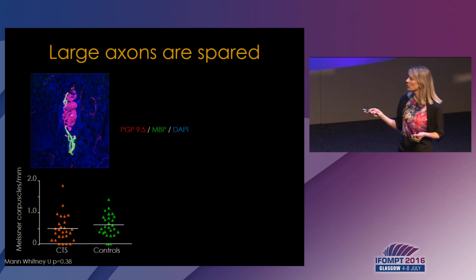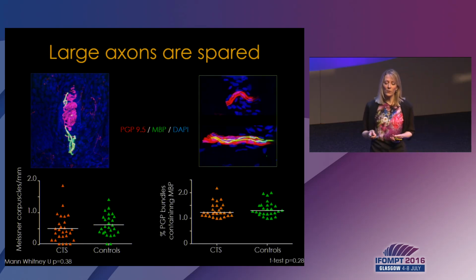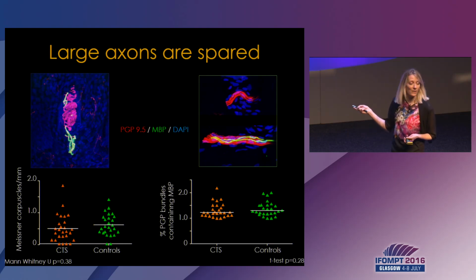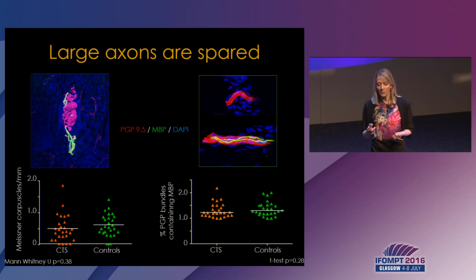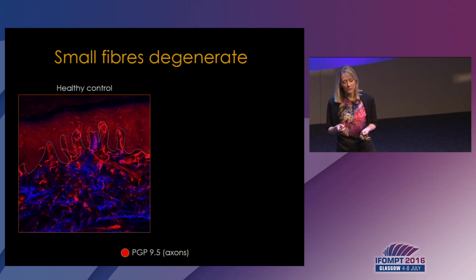And as you can see, we did not find a significant loss of these large fiber receptors. Similarly, when we quantified the number of myelinated dermal fibers, we could not find a significant loss of the myelinated fiber population in patients with carpal tunnel syndrome, further suggesting that the large axons remain spared. However, when we looked at the small fibers, it was a really different story.